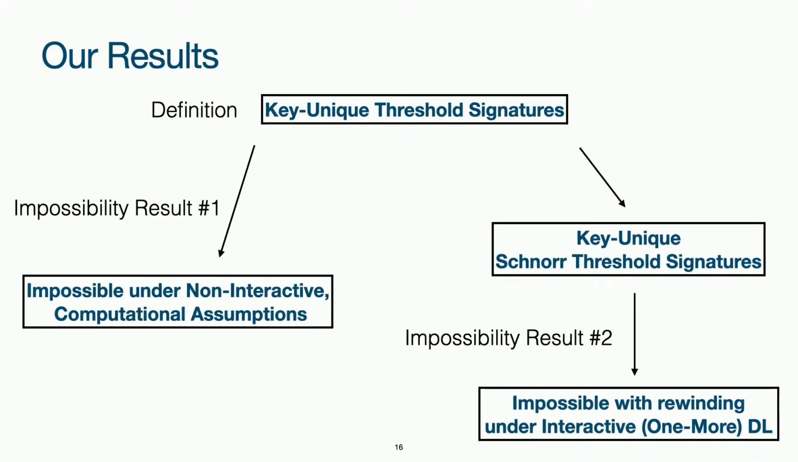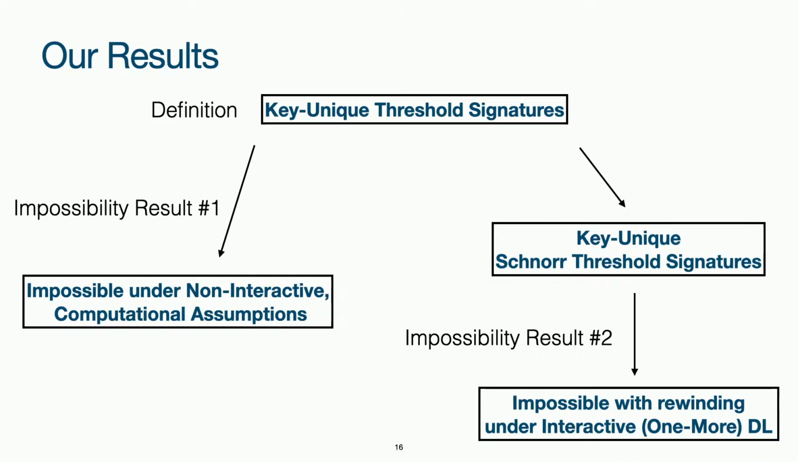Okay, so just to give a high-level view of what we did for our results: we start by describing what we call a Q-unique threshold signature, and I will describe what that is. And then we give two impossibility results. The first impossibility result is we show that for any Q-unique threshold signature, you can't prove that it's adaptively secure under t corruptions with respect to non-interactive computational assumptions. And I'll give a definition of what that is.